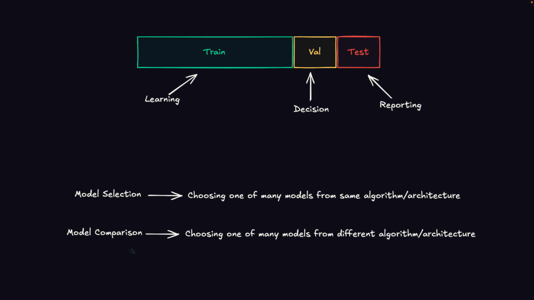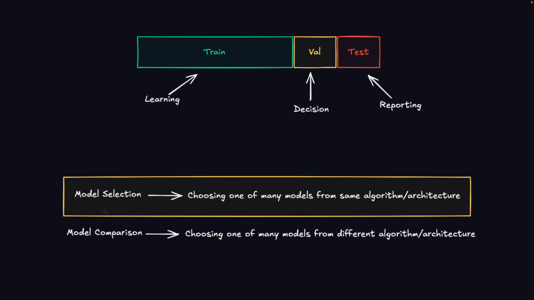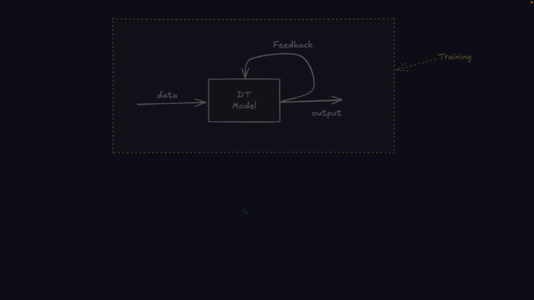Again, this is not a universal definition. This is a definition that I keep using to differentiate between same algorithm and different algorithm selection processes. Now let's focus on model selection. This is where hyperparameter comes into the picture. So let's focus on how model selection works in practice.